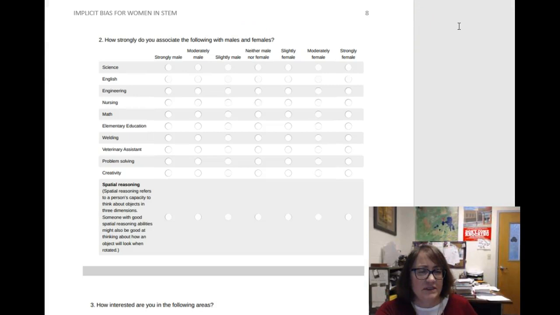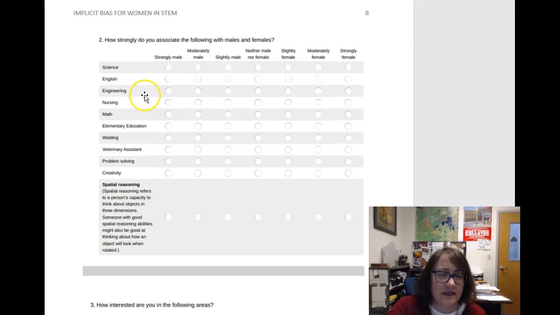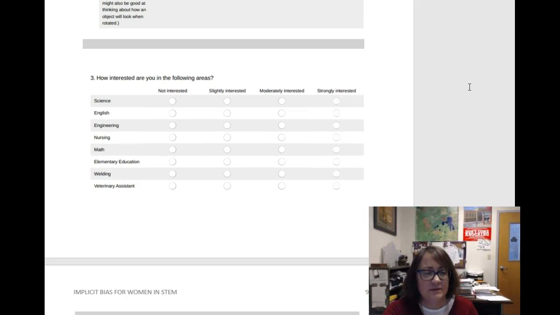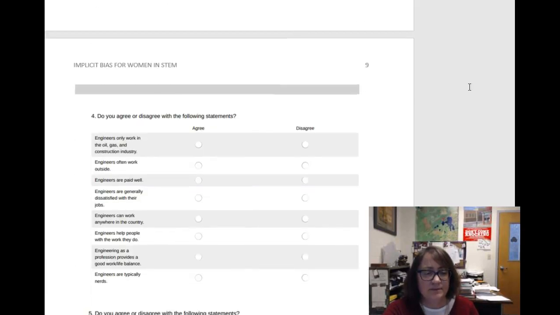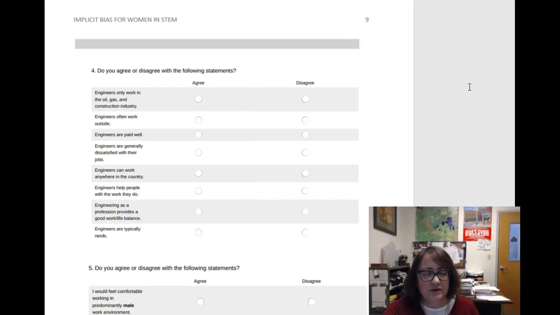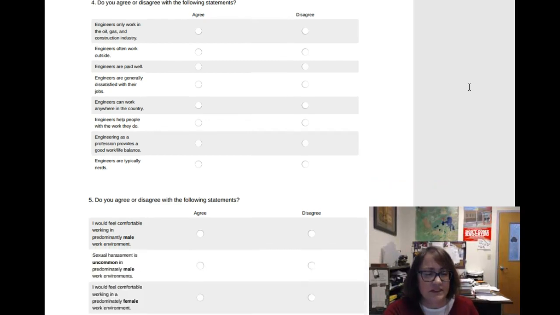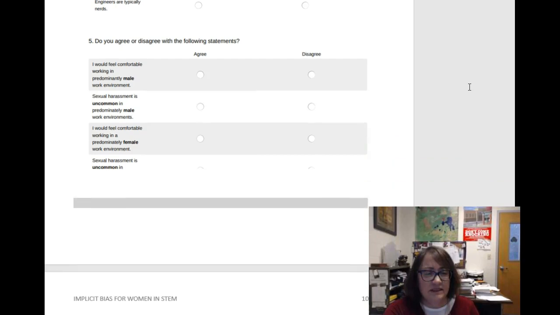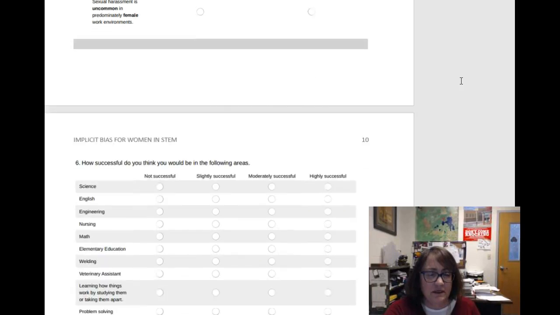So the first question you'll see, we have how strongly do you associate males and females with each of these areas, the third of which is engineering. So some of these fields are compared to engineering. I mean, like spatial reasoning and math tend to go hand in hand with engineering. Others are very different. So we asked, how strongly do you associate these following with males and females? How interested are you in these areas? Do you agree or disagree with these statements? This has to do with workplace environment. And this also has to do with working with predominantly male or predominantly female groups.